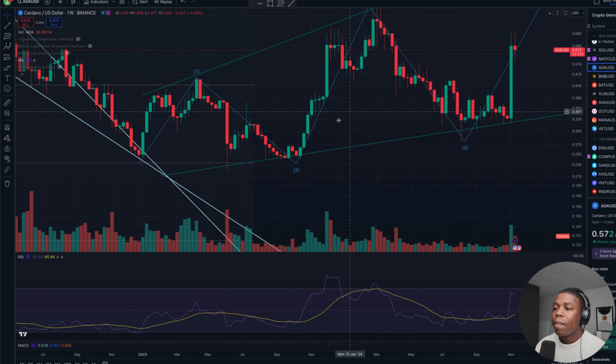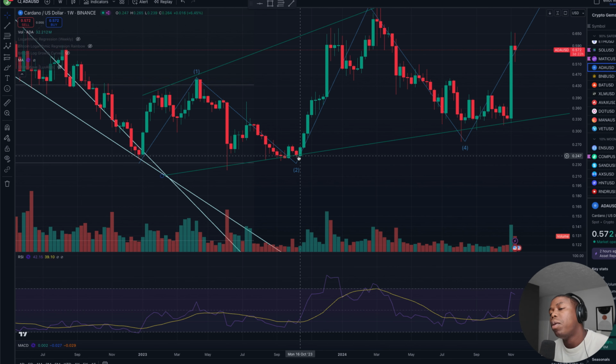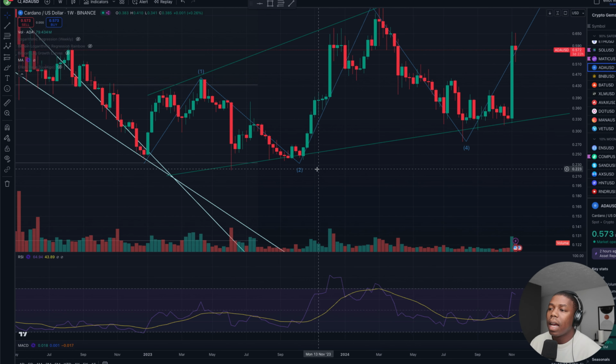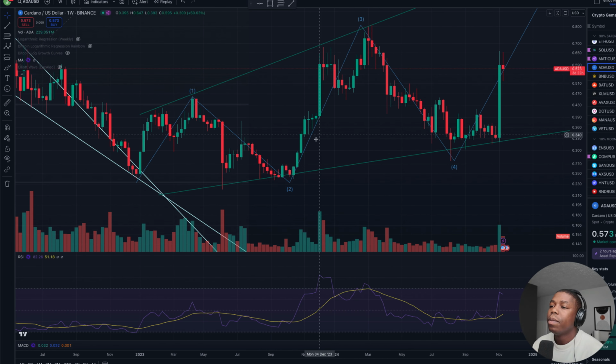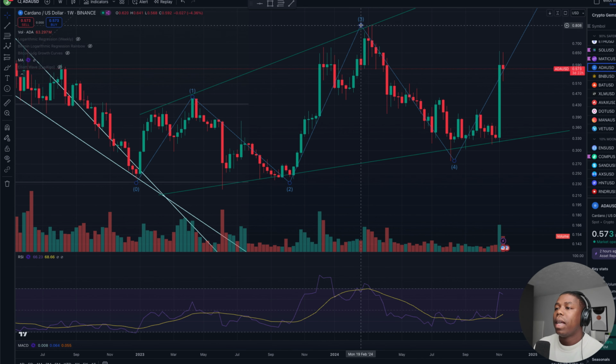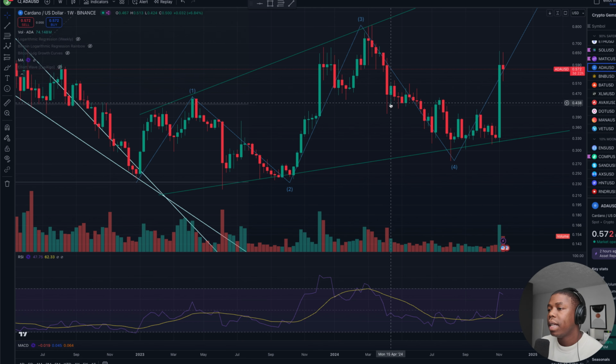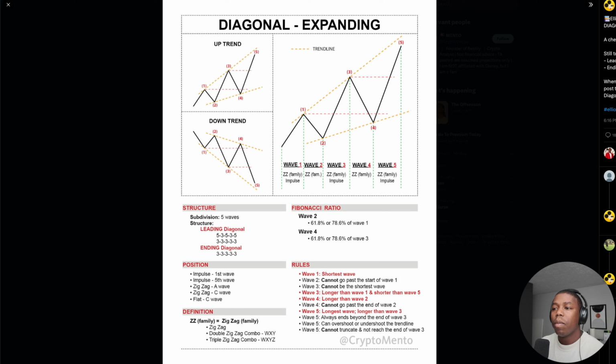And when it's found here near support, that's usually a bullish sign, and it signals a potential reversal and an uptrend. And so we saw that here, which went all the way up to about 80 cents for wave 3. And that's also taking shape with this expanding diagonal.